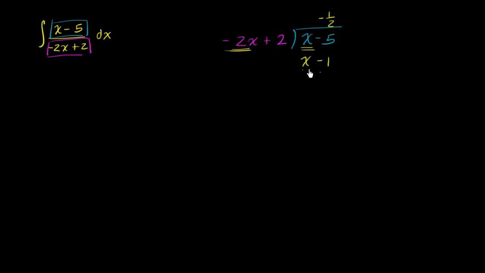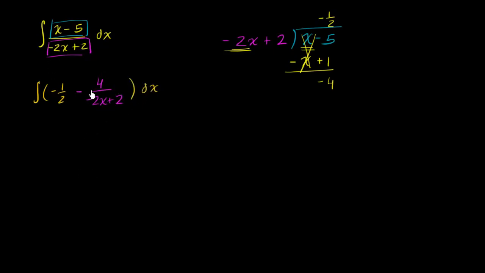Now we want to subtract this yellow expression from this blue expression. So I'm just going to take the negative of it and add. And so we are left with negative 5 plus 1, which is negative 4. So you could say negative 2x plus 2 goes into x minus 5 negative 1/2 times with negative 4 left over. So we can rewrite our original integral as the integral of negative 1/2 minus 4 over negative 2x plus 2 dx.